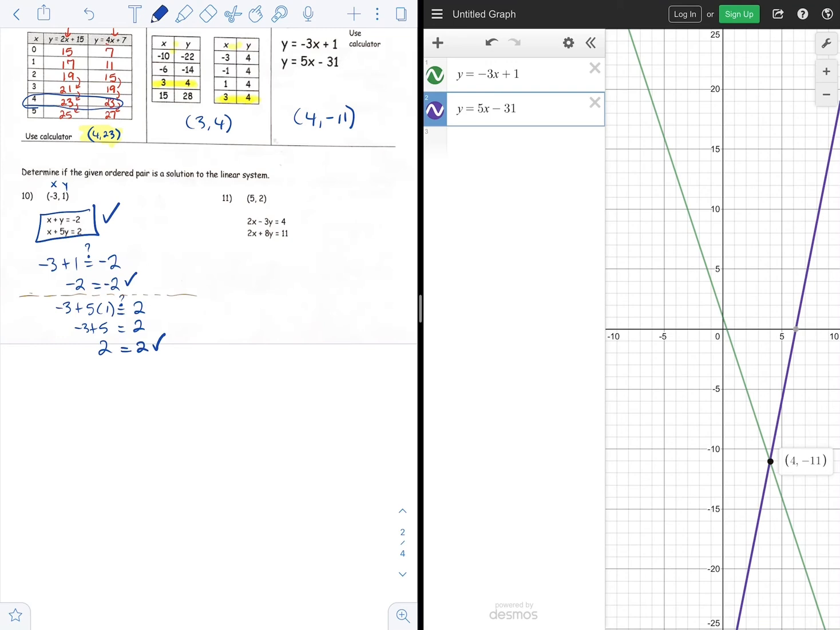Now let's try 5, 2 in number 11 to see if it is the solution to 2x minus 3y equals 4 and 2x plus 8y equals 11. So we're going to do what I like to call plug and chug. This is 2 times 5 minus 3 times 2 equals 4, right? Is this a true statement? And you may say, what did you do? I just plugged in 5 for x, right? And 2 for y. Plugged it in, and I'm just checking, simplifying to see if it's equal to 4.